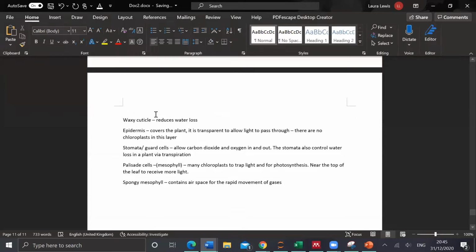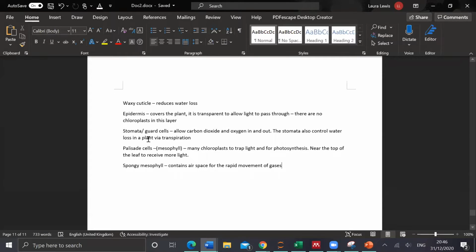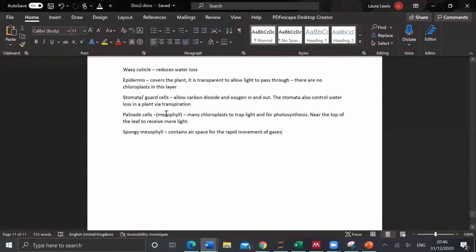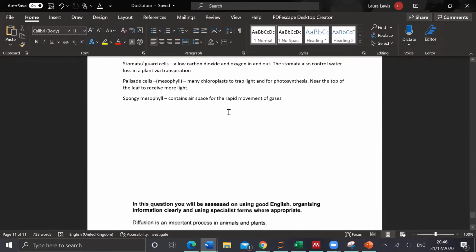So, the waxy cuticle reduces water loss. The epidermis covers the plant. It is transparent to allow light to pass through. There are no chloroplasts in this layer. The stomata and guard cells allow carbon dioxide and oxygen in or out. The stomata also control water loss in a plant via transpiration. The palisade mesophyll has many chloroplasts to trap light for photosynthesis, and is near the top of the leaf to receive more light. The spongy mesophyll contains airspace for the rapid movement of gases.